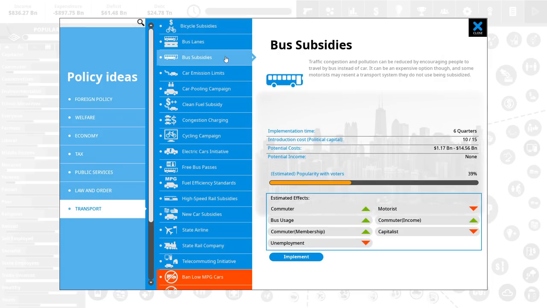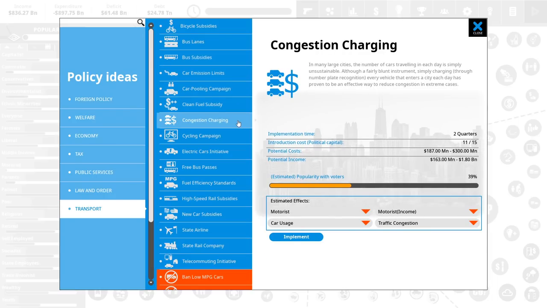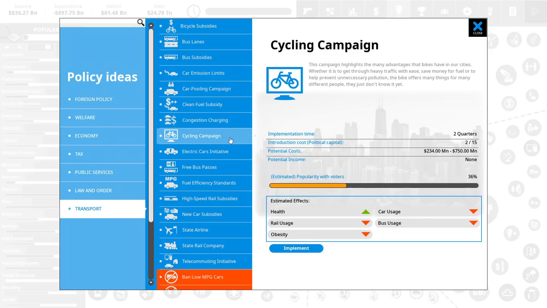Though, hang on, there's so many things we could do, including congestion charging. So, the motorists wouldn't like it, but as congestion goes down and car usage goes down, they might get happier regardless. So they don't like the policy, but they like the result. So yeah, this is where this game starts getting really complicated, because there's such a complex net of interactions that sometimes it's hard to figure out what's going to happen long term. Now, a halfway house could be the cycling campaign.